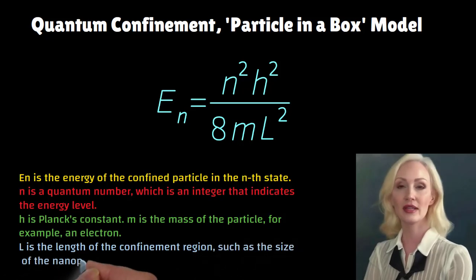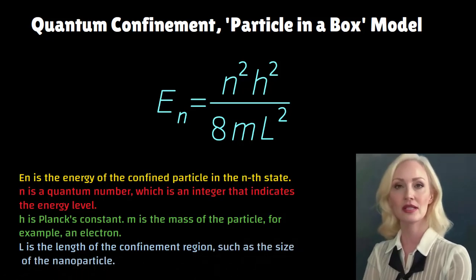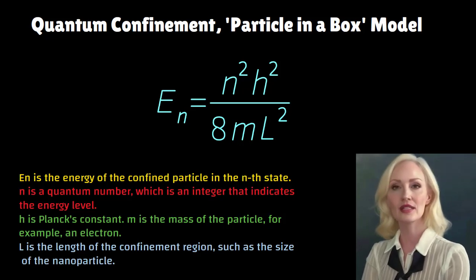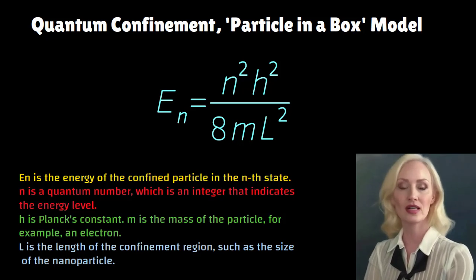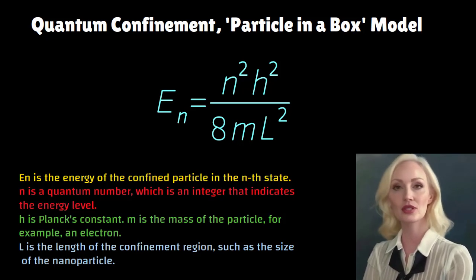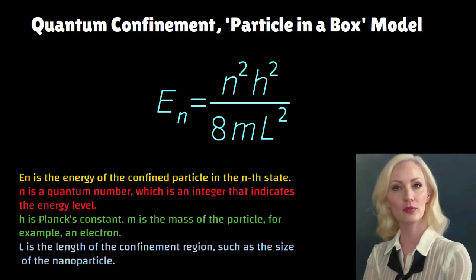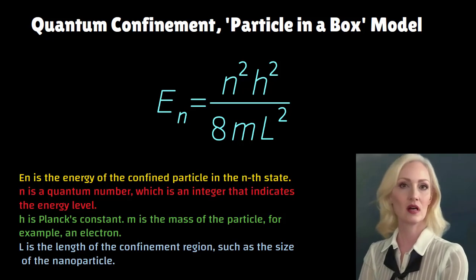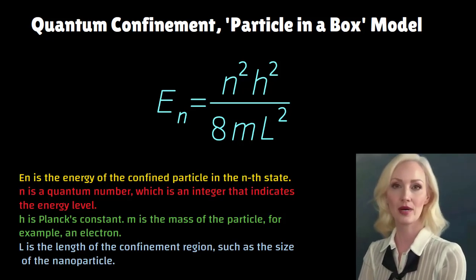This equation shows that the energy levels depend inversely on the square of the confinement size, L. This means that as the particle's confinement gets smaller, like in nanoparticles, the energy spacing between levels increases. This change in energy levels gives rise to observable effects of quantum confinement, such as color shifts in quantum dots or changes in electrical properties.